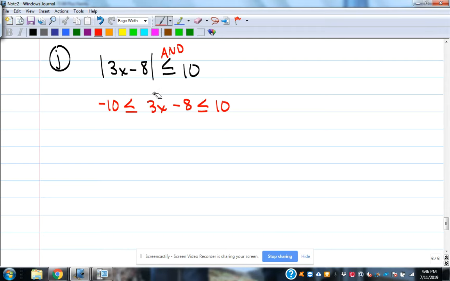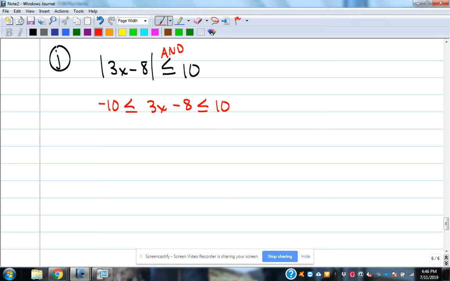If this is an equal to mark, they're both going to have equal to mark. If it doesn't have the equal to mark, then neither of them will. So it's always going to be the same symbol on an "and" problem. And then your job is to get x by itself in the middle. So whatever you do to the middle, you're going to do that to both ends.